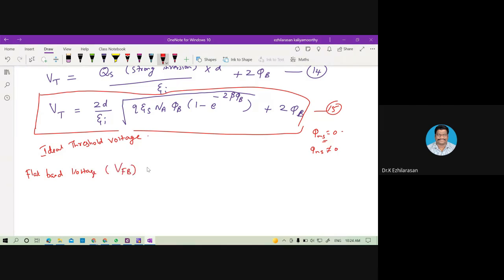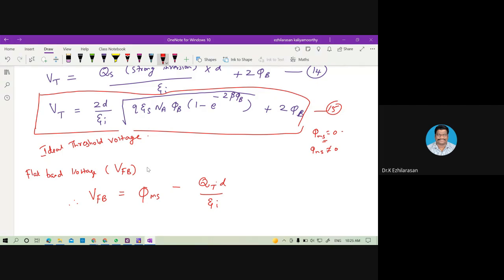What is VFB? VFB is equal to phi ms minus Qt into d divided by epsilon I. It is the total voltage needed to offset the effect of the non-zero work function difference and the presence of the charge, and this is referred to as the flat band voltage.